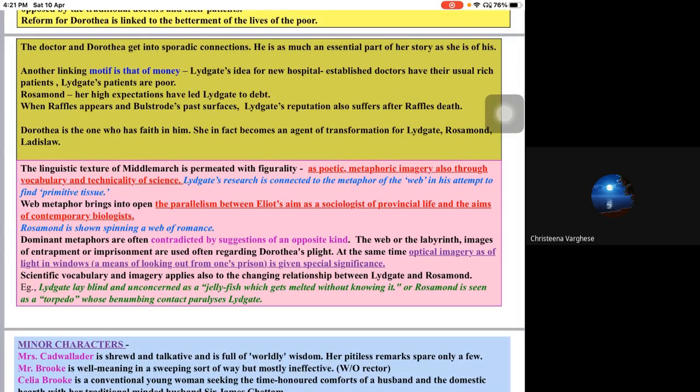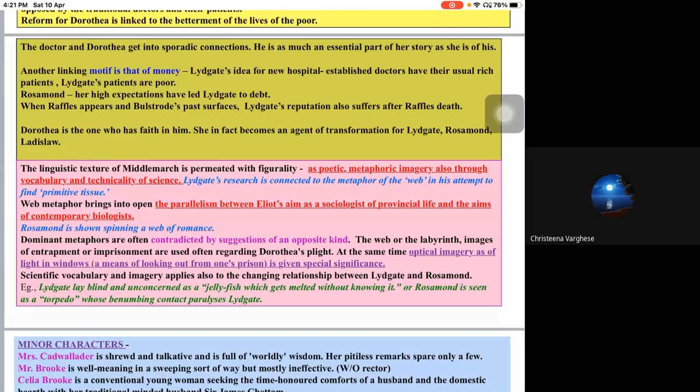So another metaphor that you see is the optical imagery of light and windows, which means a looking out from one's prison. That is given special significance. So scientific vocabulary and imagery applies also to the changing relationship between Lydgate and Rosamond. For example, Lydgate is a jellyfish which gets melted without knowing it.